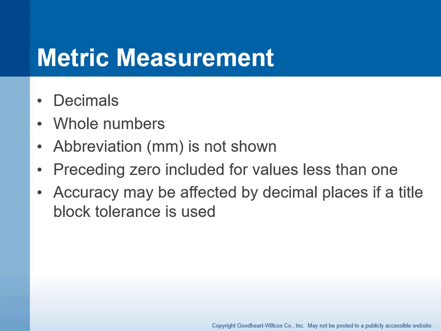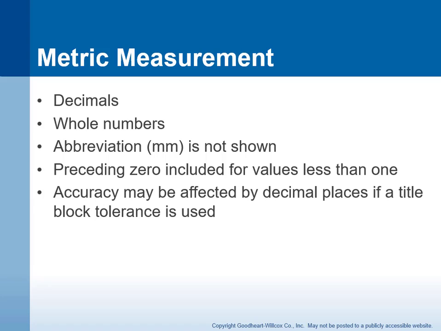Now, when you're using metric units, you use decimals and whole numbers. You don't need the abbreviation millimeters, because you have the drawing note that says all dimensions are in millimeters. When you're using the metric system, preceding zeros are included for values less than 1. That's the difference between the metric system and the U.S. customary system on drawings. You need to use preceding zeros with millimeter units. And then accuracy may be affected by decimal places if a title block tolerance is used.